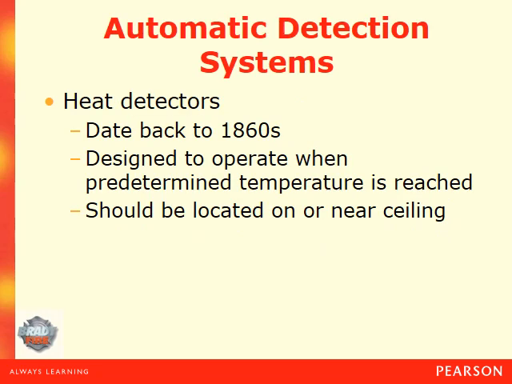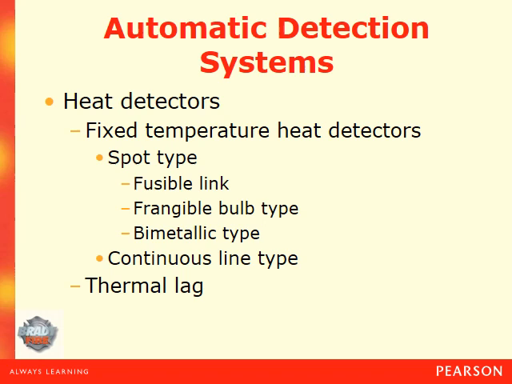Heat detectors. They date back to the 1860s. They are designed to operate when a predetermined temperature is reached, and they should be located on or near the ceiling as heat rises. The fixed temperature heat detectors are a spot type, such as we talked about a little bit earlier: your fusible link, your frangible bulb, or a bimetallic type disc. Another type is a continuous line type and a thermal lag.